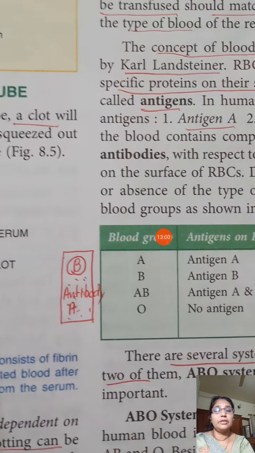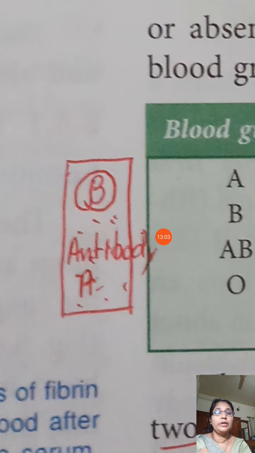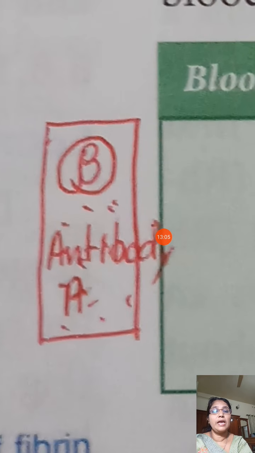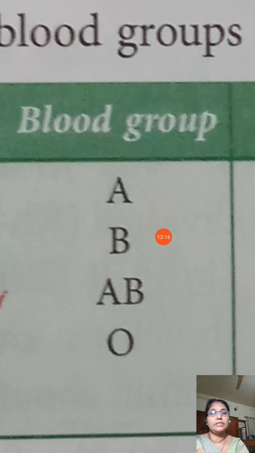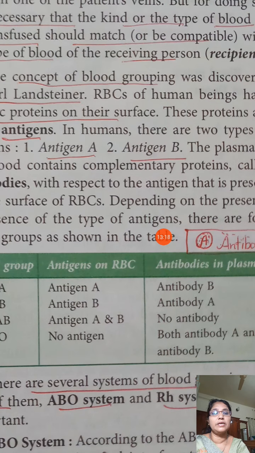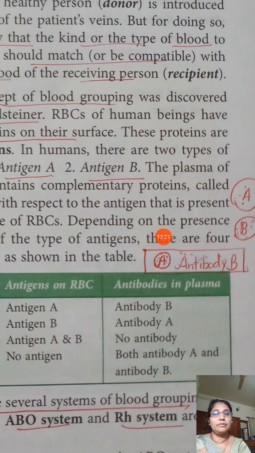If the person is in the B group, their RBC has B on its surface and antibody A will be present in the plasma. Antibody A means if an A group person gets B group blood, that may cause some reactions. Persons with antigen A have antibody B.